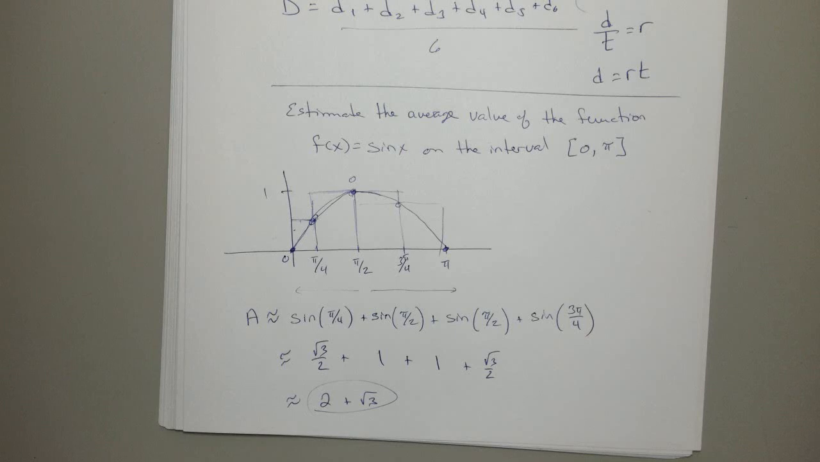Can anybody tell me why it's 2 plus radical 3? Radical 2 over 2 plus radical 2 over 2 is 2 radical 2 over 2. 2's cancel, so it's radical 2. So that's our approximate area.